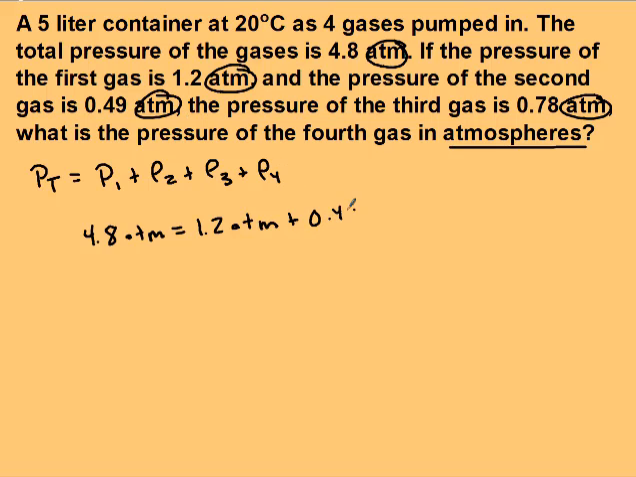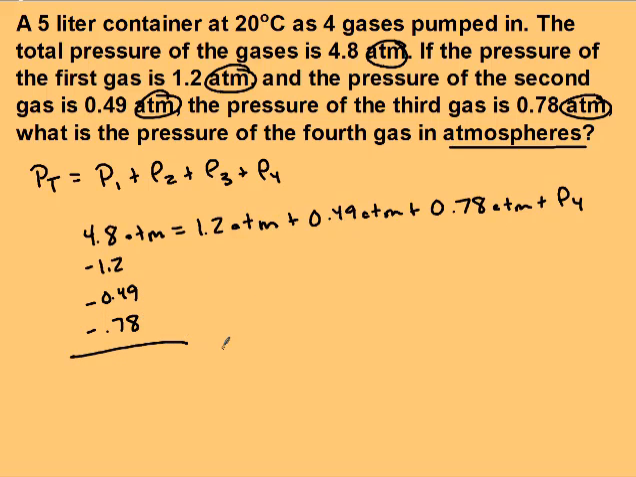My second gas, my third gas, and I'm looking for P4. So to solve this, I have addition going on, so I need to subtract. So 4.8 minus 1.2 minus 0.49 minus 0.78 is going to equal my P4. So subtracting those out, I get 2.33, and that's ATM since everything was in ATM.